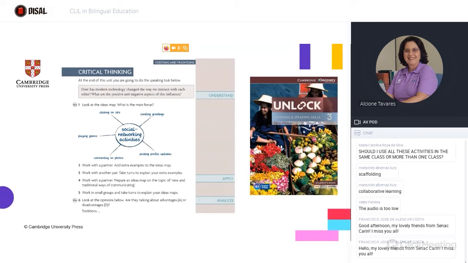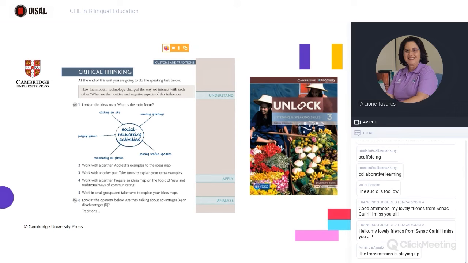Unlock is an academic skills course which offers a comprehensive approach to critical thinking. This approach supports learners by giving them the tools they will need to analyze information, generate ideas, formulate their own opinions, and express themselves effectively in speaking and written tasks.